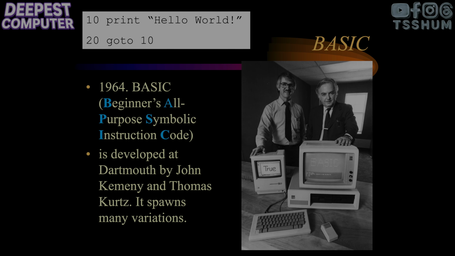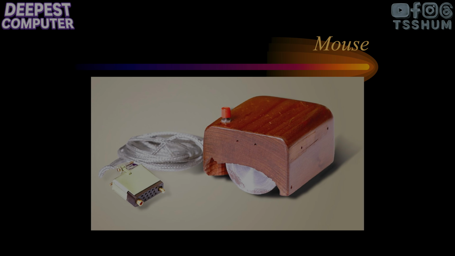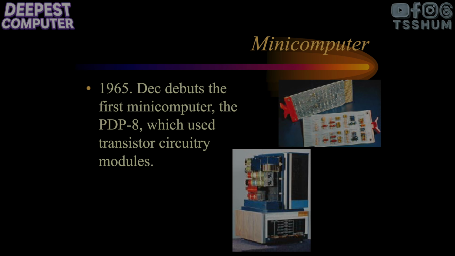Doug Engelbart invented the mouse in 1964, transforming how people would interact with computers. The early mouse design used wheels for tracking movement. In 1965, DEC debuted the PDP-8, the first mini-computer, which utilized transistor circuitry modules for a smaller footprint.